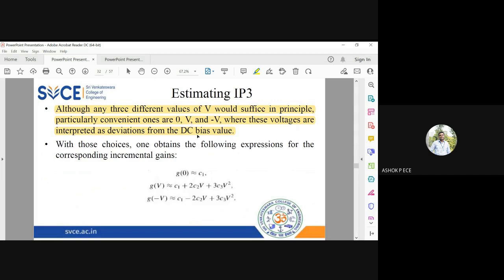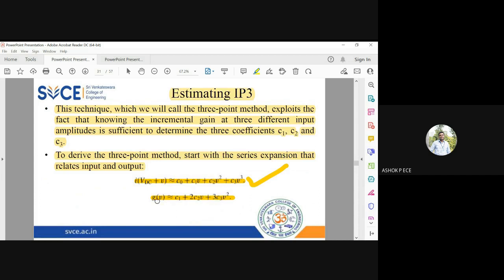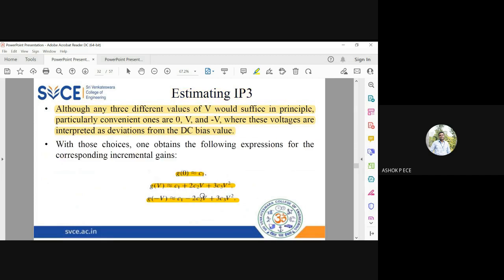0 is going to be the ideal value, and V and minus V are, when you consider sinusoidal, the peak values: the positive peak we have plus V, the negative peak we have minus V, right? So instead of taking specific numerical values, I can take these three values for finding out the different bias conditions for the amplifier. I'm substituting the same in G, and I'm getting the expressions here. G of 0 is C1 because all the other terms will go away. G of V is going to be the same thing, and G of minus V is going to be this thing. Only the middle term is going to be negative.